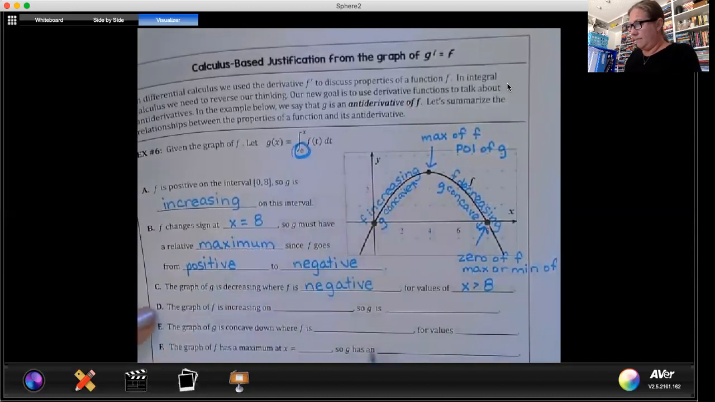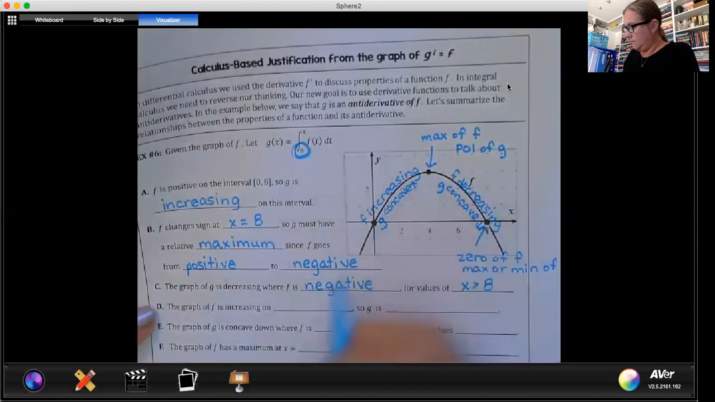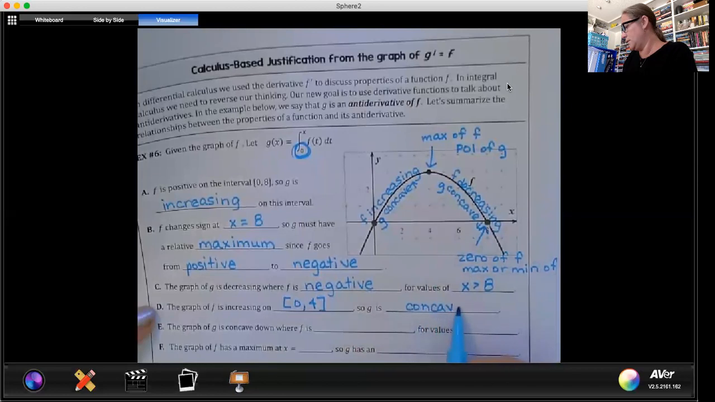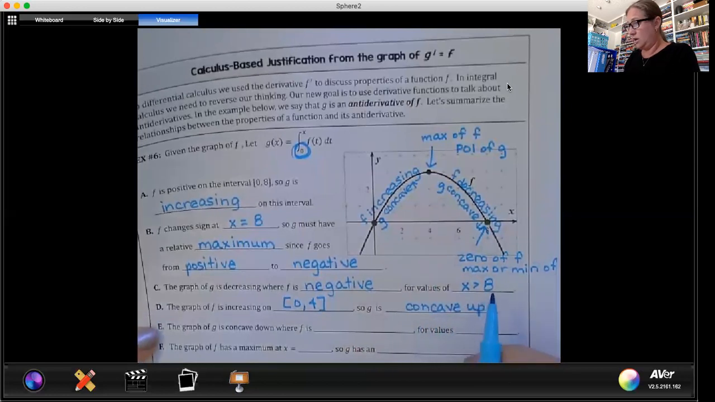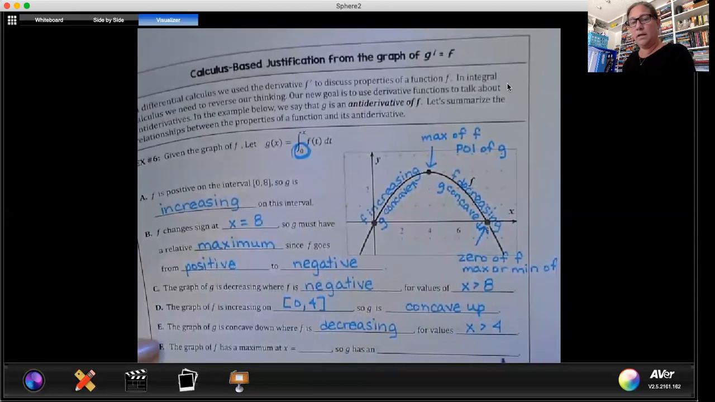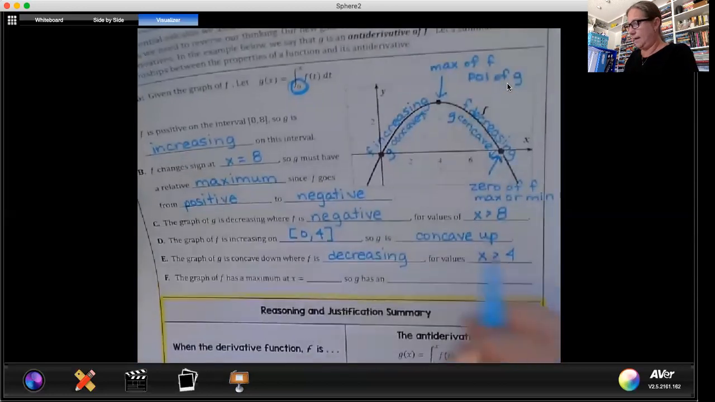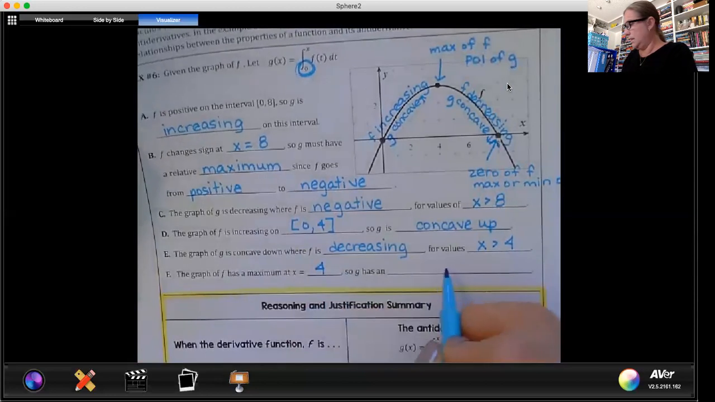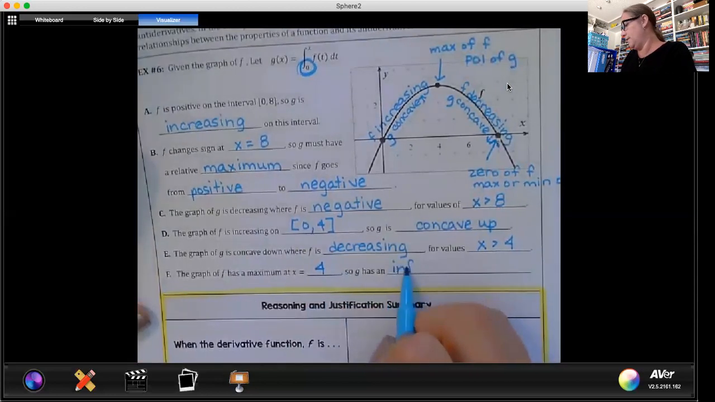The graph of F is increasing from 0 to 4. And we've already said that would be concave up on G. Graph of G is concave down where F is decreasing. We've already labeled that happens when x is greater than 4. So the graph has a maximum at x equals 4, and G has an inflection point there.